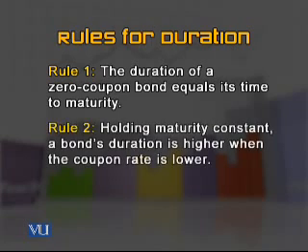And what about rule number 2? Holding maturity constant: if you hold maturity as a constant feature and it is not variable, then a bond's duration is higher when the coupon rate is lower. This rule number 2 is that if you hold maturity constant, at a fixed maturity date, then a bond's duration is higher when the coupon rate is lower.